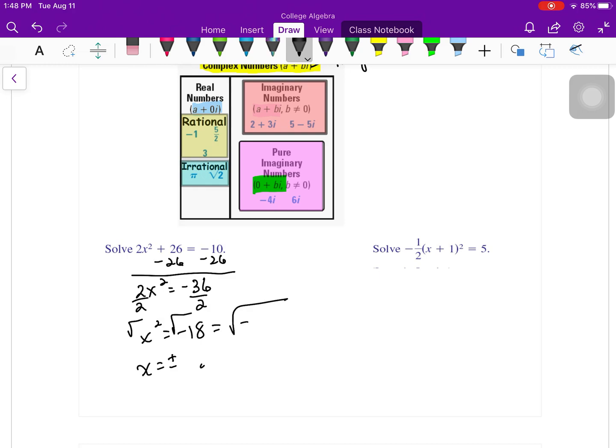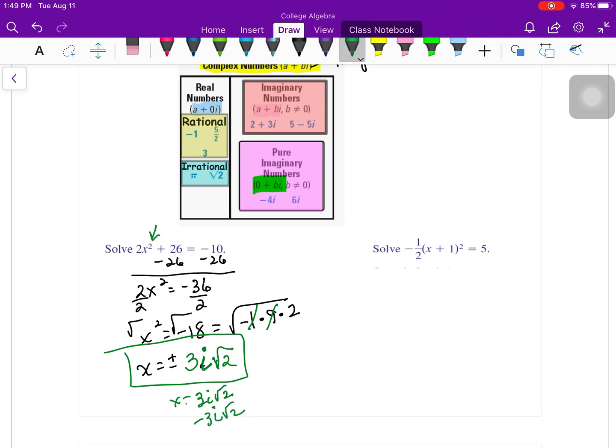the square root of 18, which is negative 1 times 9 times 2. The square root of negative 1 is i, the square root of 9 is 3, and the square root of 2 is still there. So I get x equals plus or minus 3i square root 2. So I still got two roots, which I should. They just both happen to be imaginary roots: positive 3i square root 2 and negative 3i square root 2.